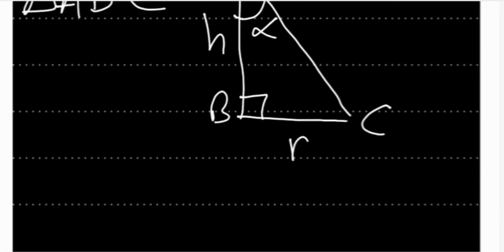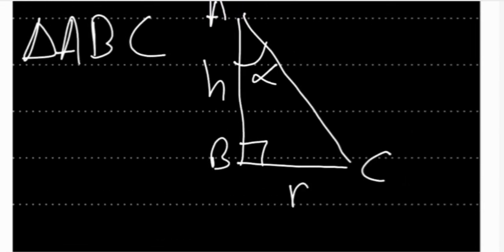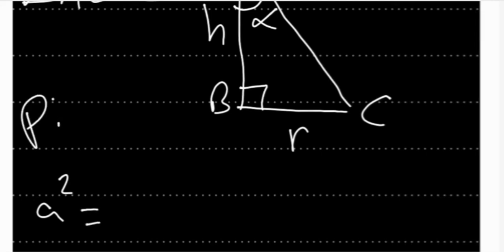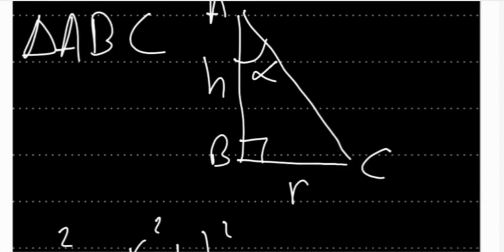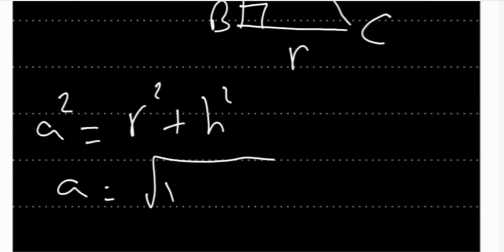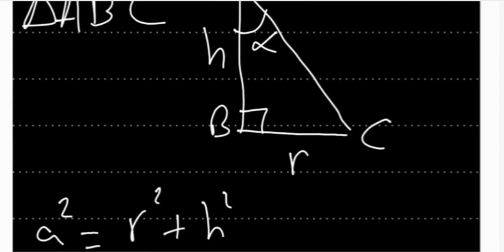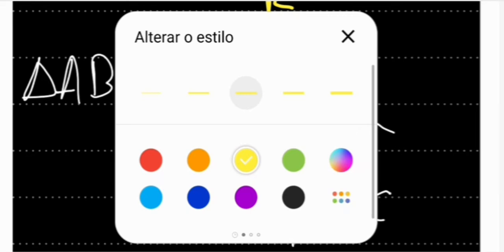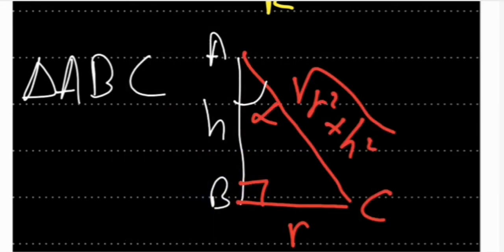Let's call it A. We need to find the value of A, okay? So A squared, Pythagoras, right? Pythagorean theorem. So A squared is equal to R squared plus H squared. So A is equal to the square root of R squared plus H squared, okay? Now, this is our triangle in red.